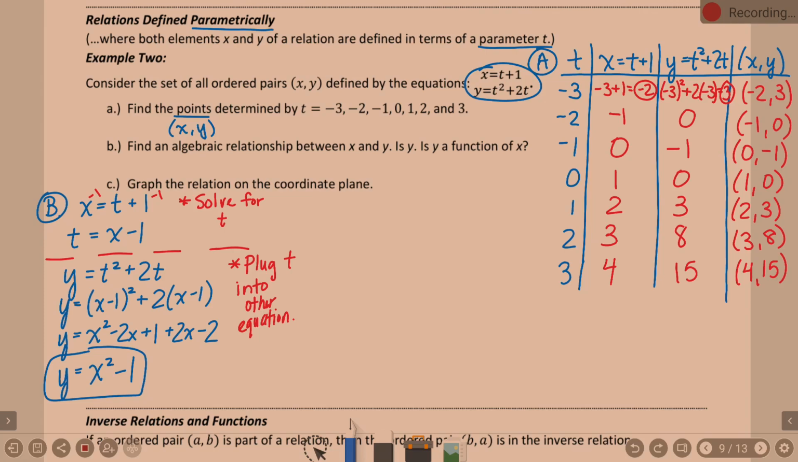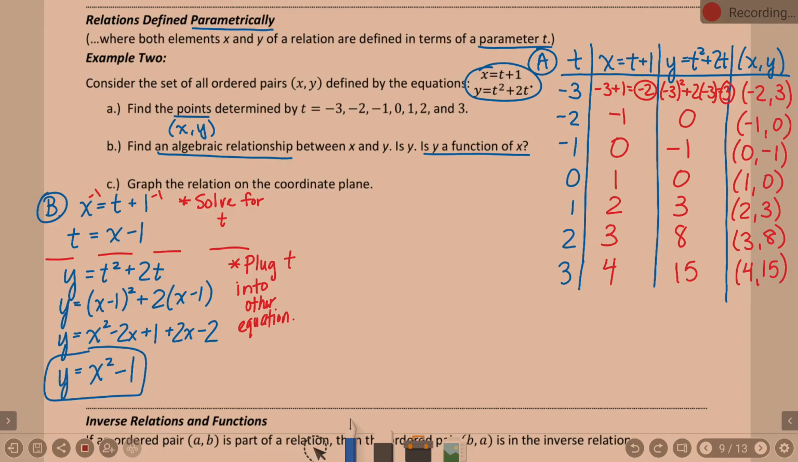Now, we had a secondary question here. We found the algebraic relationship. That's y equals x squared minus 1. We were also asked, is y a function of x? Now, that's a fancy way of saying, is this a function?